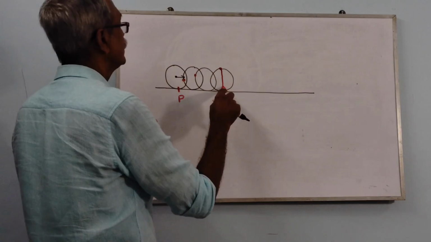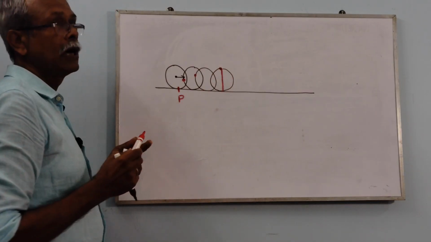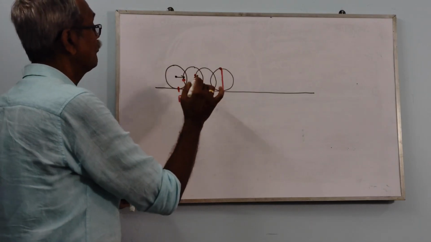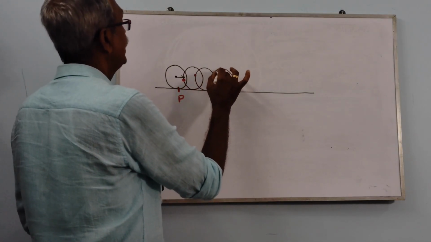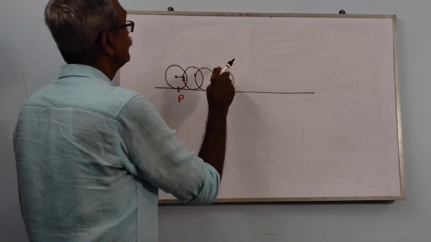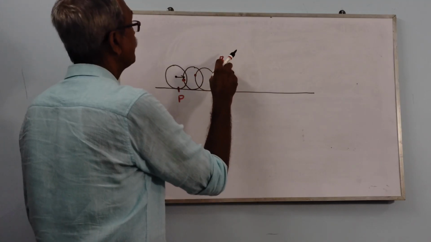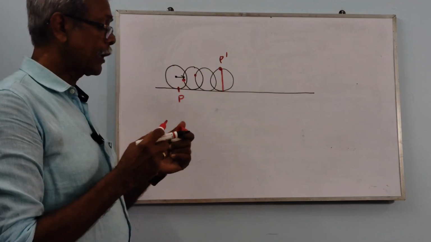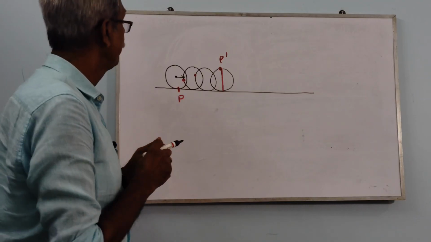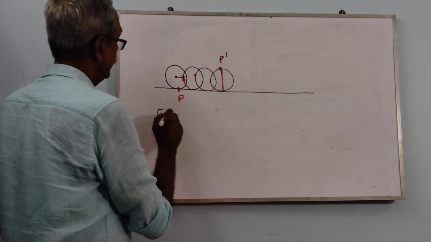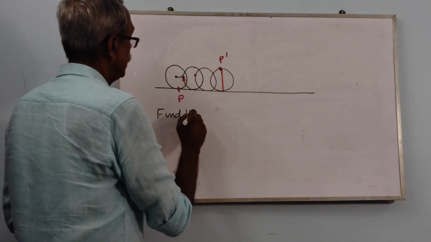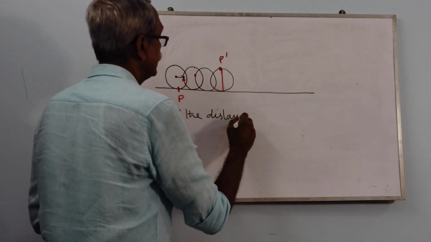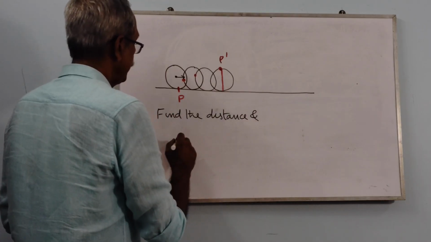It has completed half rotation. When it has completed half rotation, the point P has reached this point. Call it as P prime. And we are asked to find the distance and displacement.